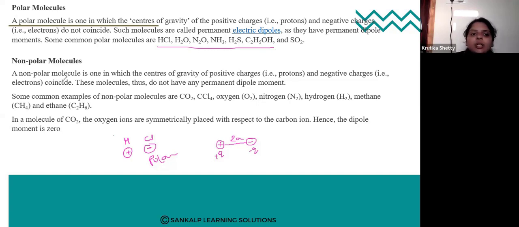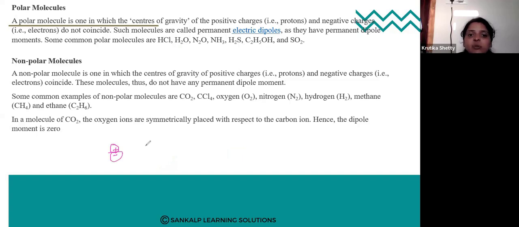Okay, so the non-polar molecules will be having the opposite definition. Here, what happens in case of the non-polar molecules, whatever the positive and the negative charges are there, they are not separated from each other. So the positive and the negative charges are coinciding with each other. They do not have the permanent dipole moment. So obviously, as they coincide, we cannot show here any dipole moment. So permanent dipole moment is not there. What are the examples for the non-polar molecules? That is CO2, CCl4, oxygen, nitrogen, hydrogen, methane, ethane. These are the examples for the non-polar molecules.